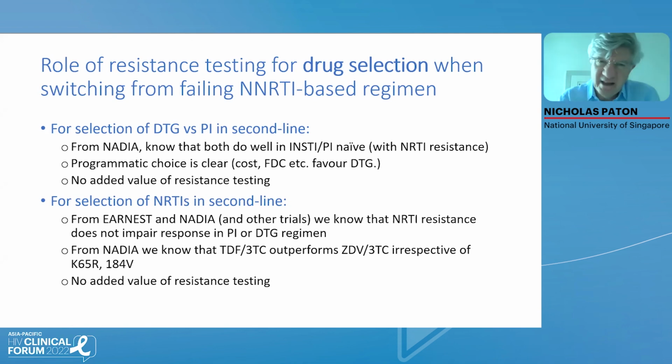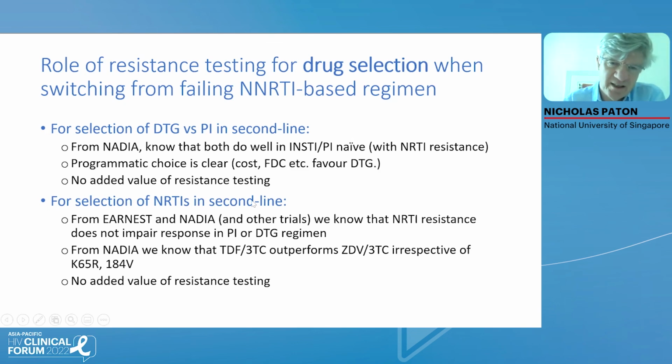So lastly, everything I've shown you so far is about treating patients without resistance testing. So let's now ask, what might the role of resistance testing be for drug selection when you switch from a failing non-nucleoside-based regimen, or even a failing dolutegravir-based regimen? So for selection of dolutegravir versus a PI, from NADIA, we know that both do well, both dolutegravir and darunavir in INSTI or PI naive, with or without resistance. So the programmatic choice is clear. The cost, fixed dose combinations, et cetera, favor dolutegravir, and there's no added value of doing resistance testing to suggest which nucleosides you should use. Just continue tenofovir 3TC.